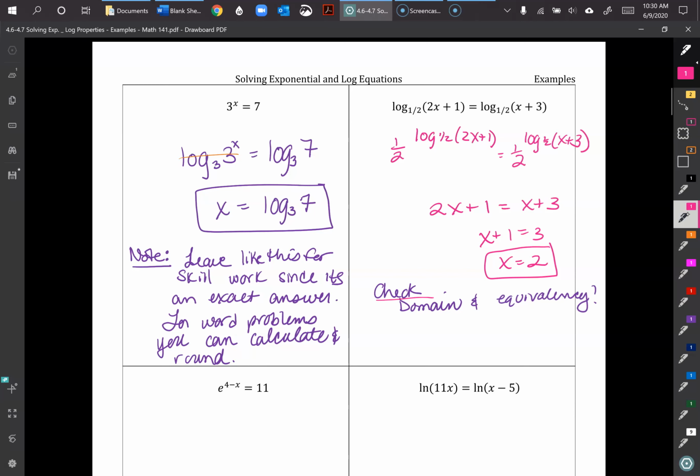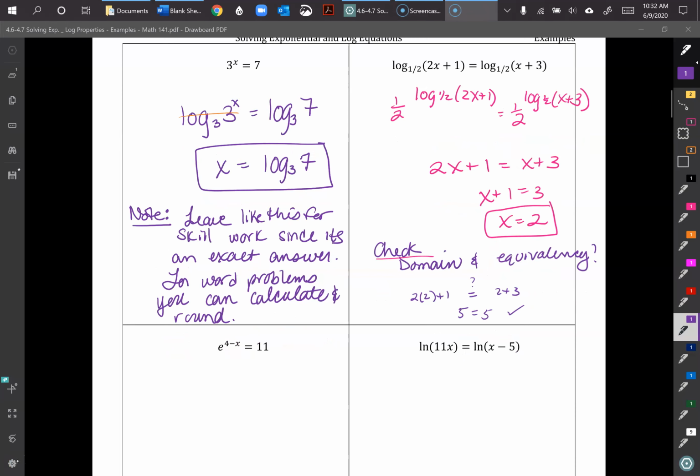We want to make sure that works for our domain. If we put 2 into this one, we get 2 times 2 is 4 plus 1 is 5. So we're good there, and we're also good here. 2 plus 3 would give us 5. And when I'm doing that, I'm checking the equivalency also. So 2 times the 2 plus 1, does that equal 2 plus 3? So I'm checking domain and equivalency kind of simultaneously. So I do get 5 equals 5. So if I did log base half of 5, I would get the exact same answer. So I'm good there.